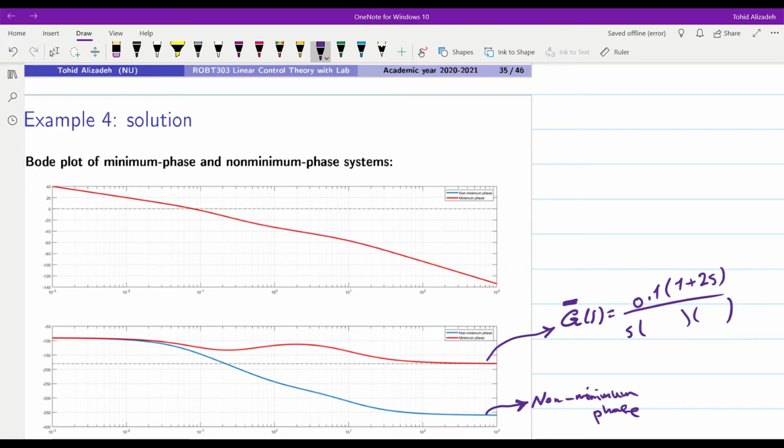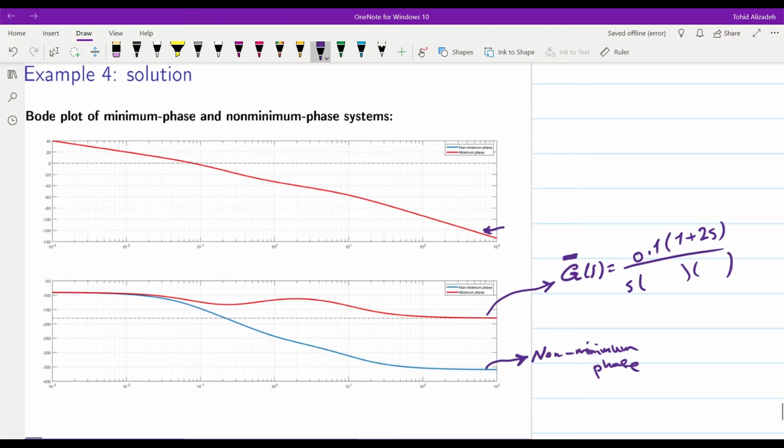You can see that in terms of the amplitude, both of them are the same. But in terms of the phase, you can see what happens when we have a 0 on the left half plane. If we move the 0 from the left side to the right side, a huge amount of negative phase will be introduced. At the end, instead of minus 180, we'll go down to minus 360. So we have minus 180 degrees less for the non-minimum phase system.